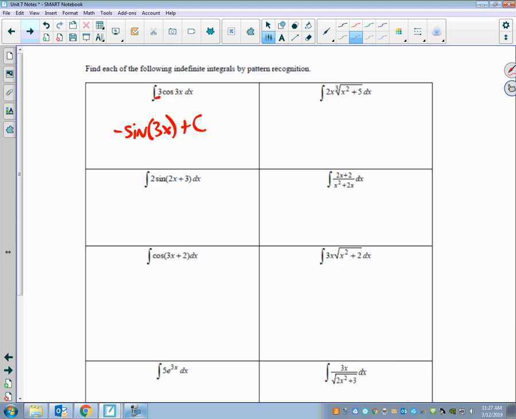And again, you could always check these. Take the derivative of this and see if you get this. The derivative of negative sine, no, that's not negative, would it be? Sorry, I did derivative. The derivative of sine would be cosine of 3x times 3, and so that works.